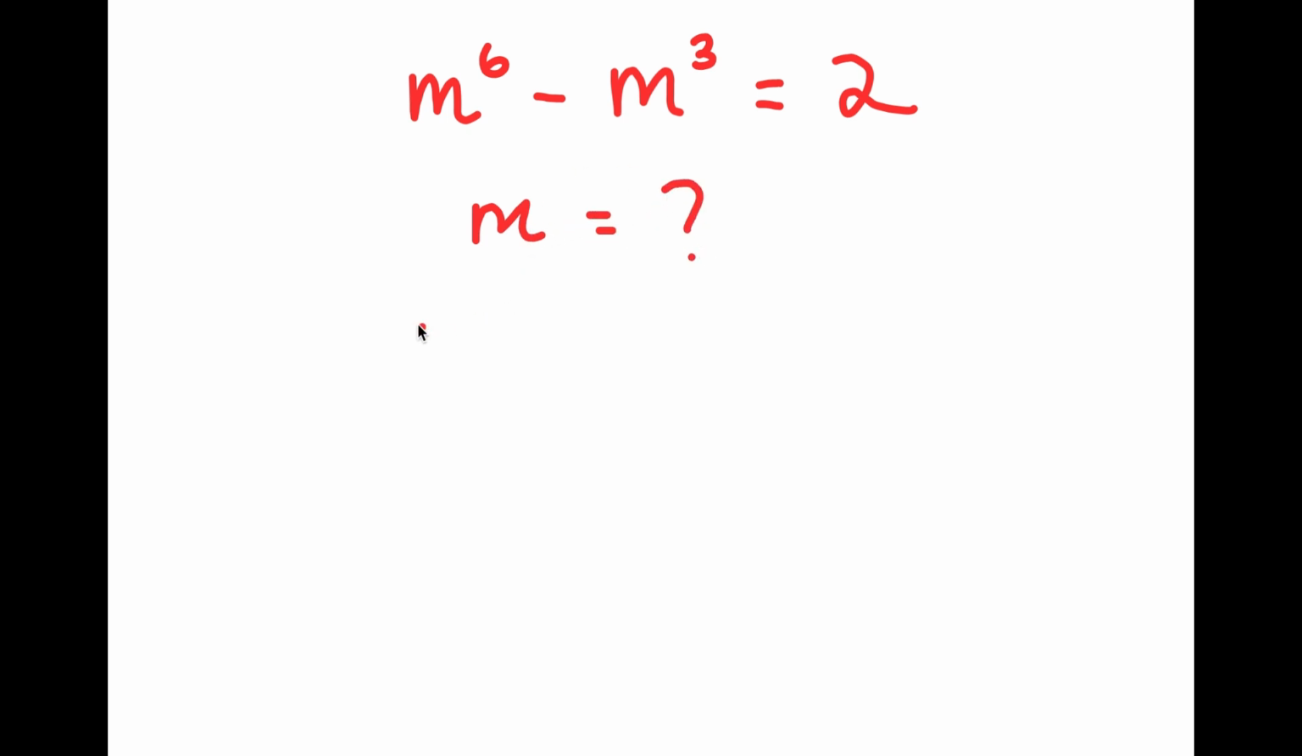Alright, so in this video, I'm going to be teaching you guys how to solve the equation m to the power of 6 minus m to the power of 3 is equal to 2. My only variable in this equation is m, so that's what I'm going to be solving for. And now for my solution.